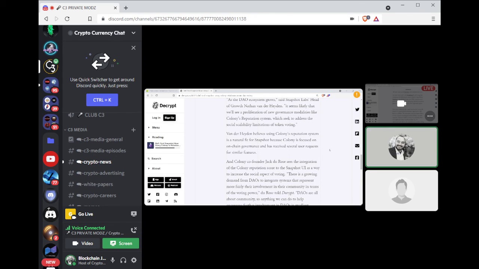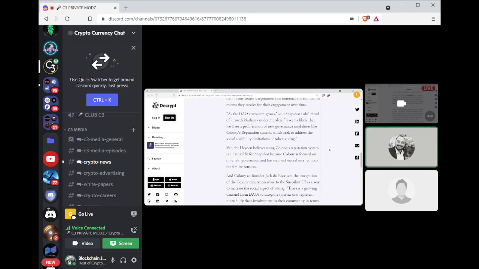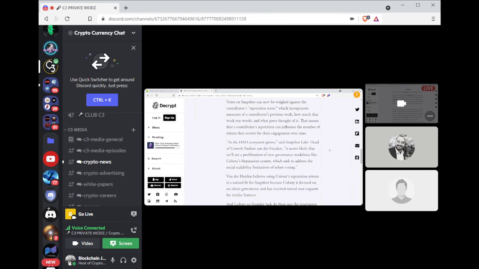Right, but what's his whole point here? Where if your contributor's reputation can influence the number of tokens they receive for their engagement over time. Right, but it also means that's basically like clout. Just say over time you have more clout because you've been more participatory with that. But isn't that clout worth something in the community powers of the DAO?